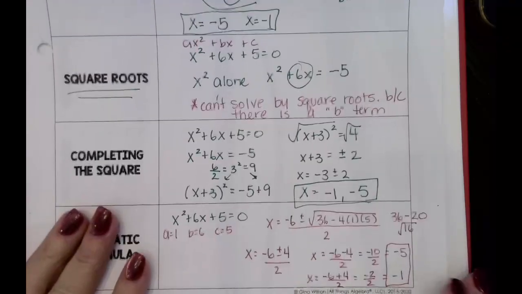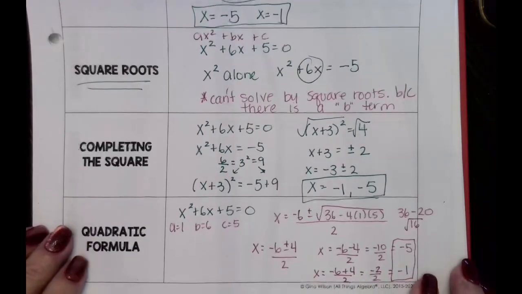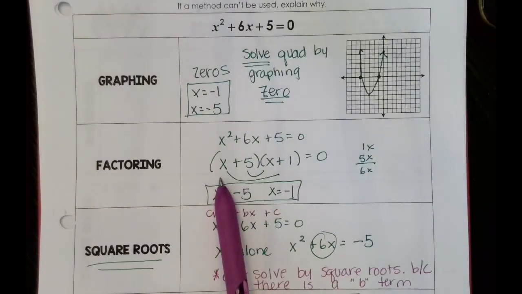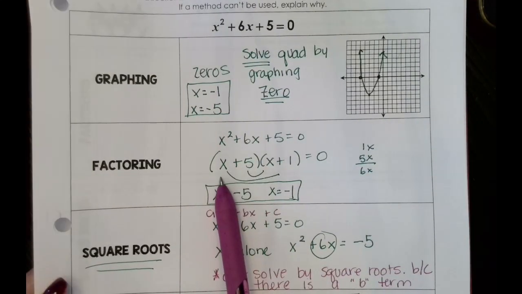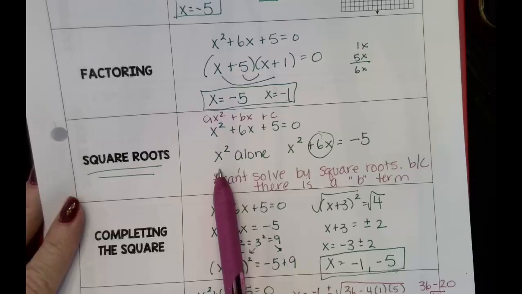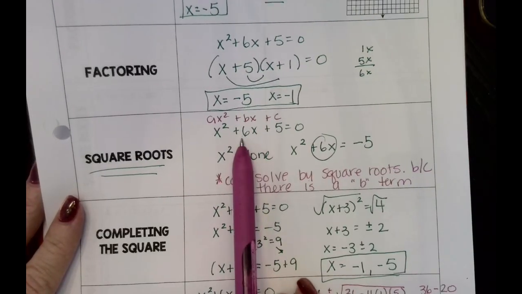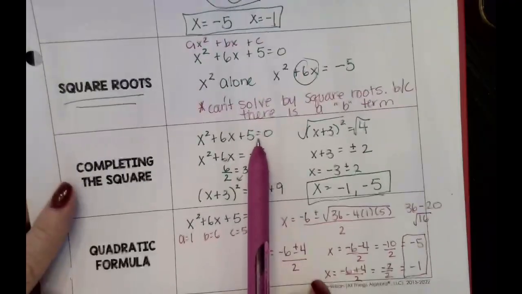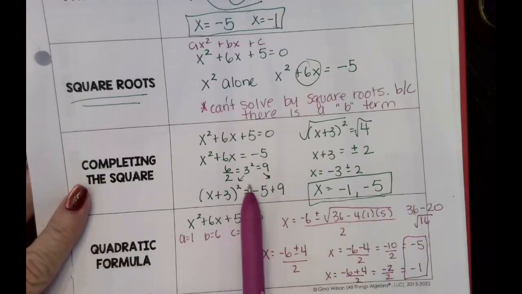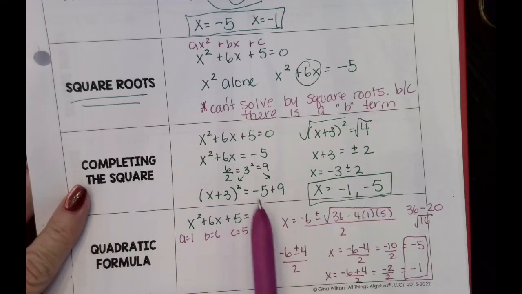That is what is fabulous about all of these different methods. Obviously, factoring is the most simple. You always want to try that first. Square roots is great if you've got everything that you need. In this case, I have too much. I have this 6x. Completing the square is a method that works. It's a little more complicated. And the quadratic formula will always work. It's just the most complicated.